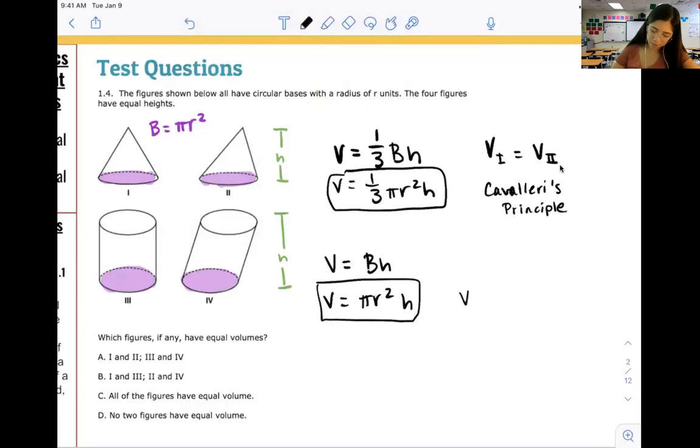What about 3 and 4? Well, these have the same volume. They will also, because of Cavalieri's principle. So even though they don't all have the same volume, 1 and 2 are going to be the same, and then 3 and 4 are going to be the same because both of these are cones and both of these are cylinders. Even though one of them is leaning over and the other one's not, as long as they have the same formula, they will have the same volume. So it's going to be answer choice A.